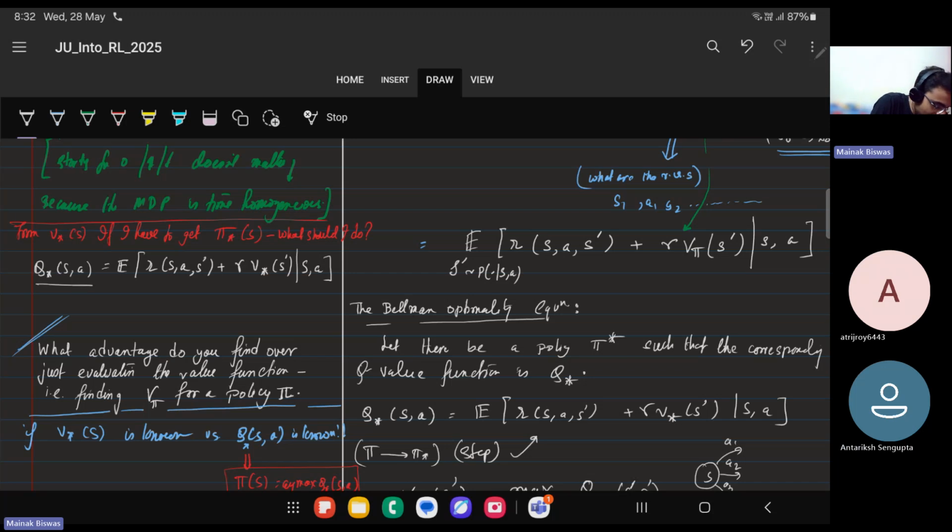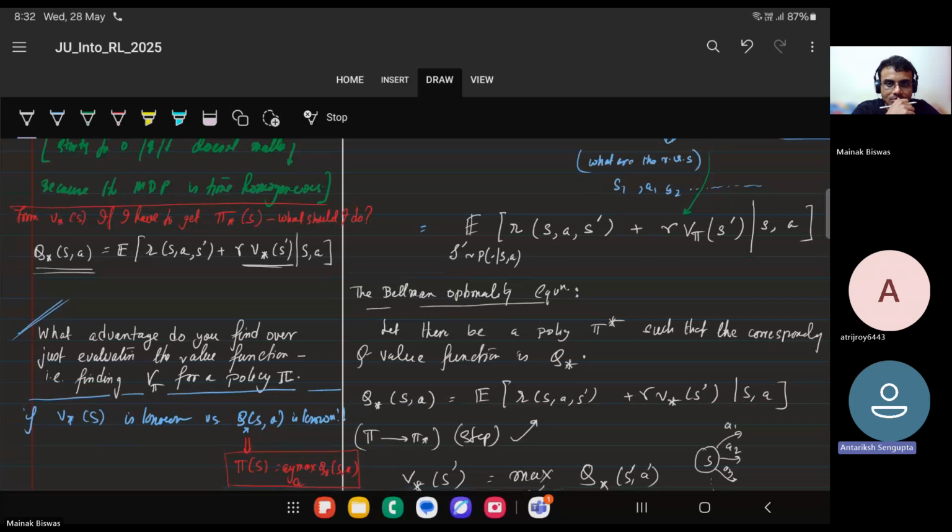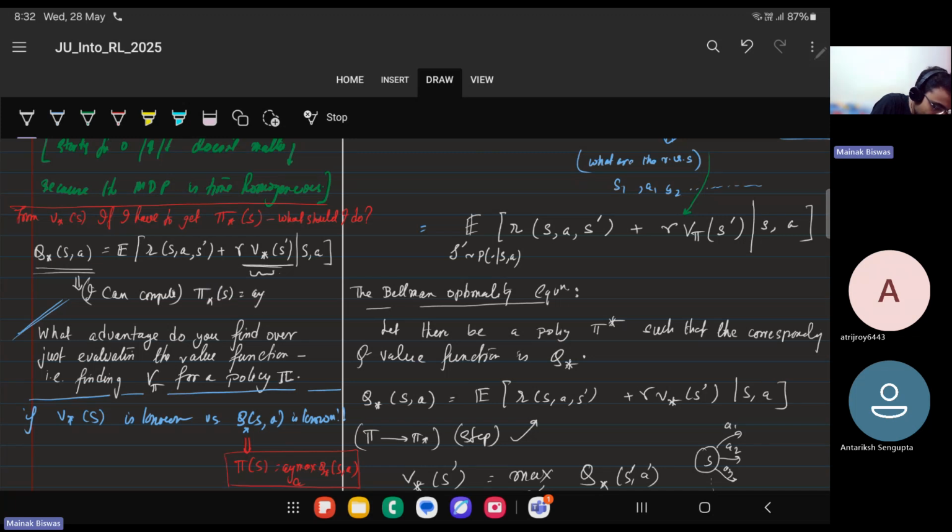So see, Q star is related to V star in this form, right? Yes or no? Yes. So now if I know V star, I know Q star as well, and I can compute it. Then I have to select pi star of S is equal to argmax over A of Q star of S comma A. Isn't it? So it's a two-step process.